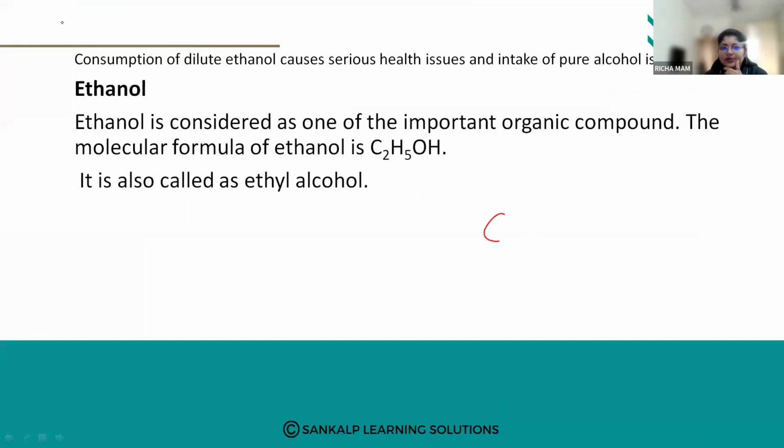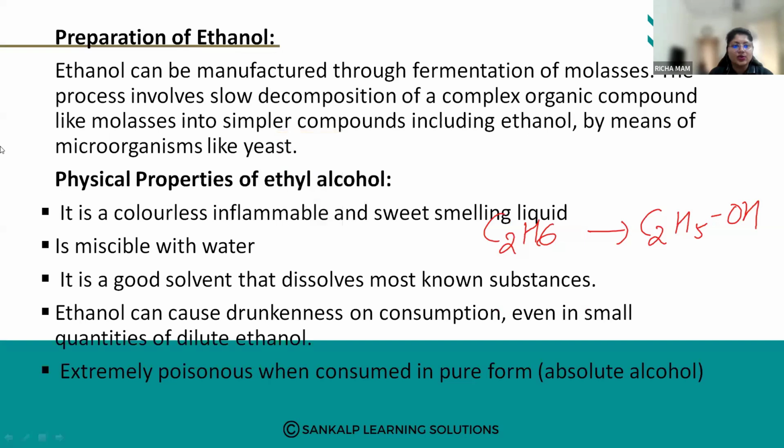Ethane is C2H6. When one of the hydrogens is replaced by OH, it gives you an alcohol. So it is called ethanol, or ethyl alcohol. What are the properties, and let us see the preparation of ethanol.